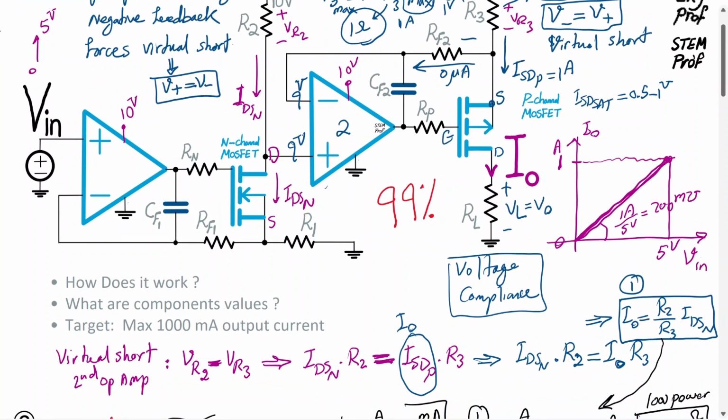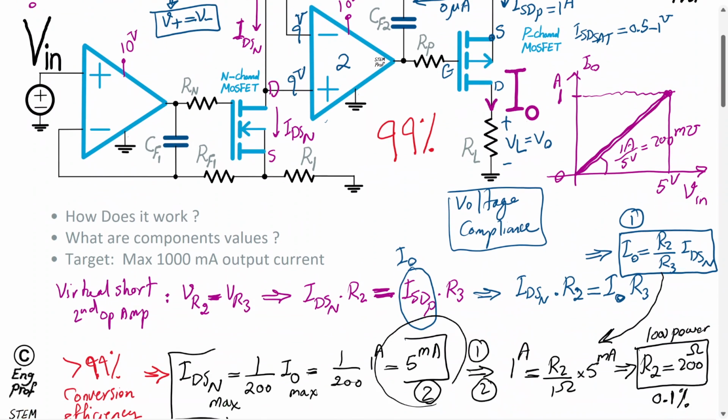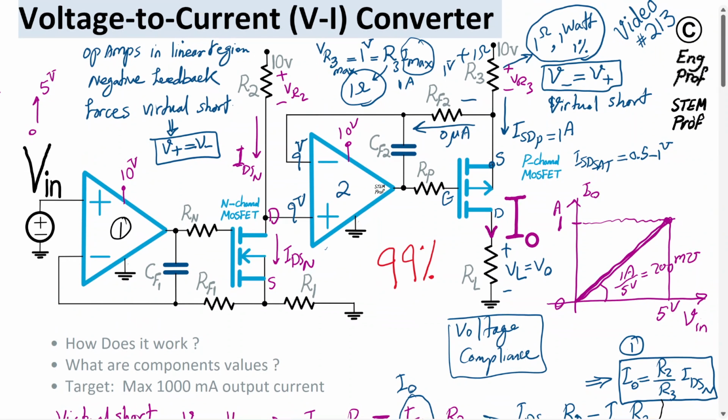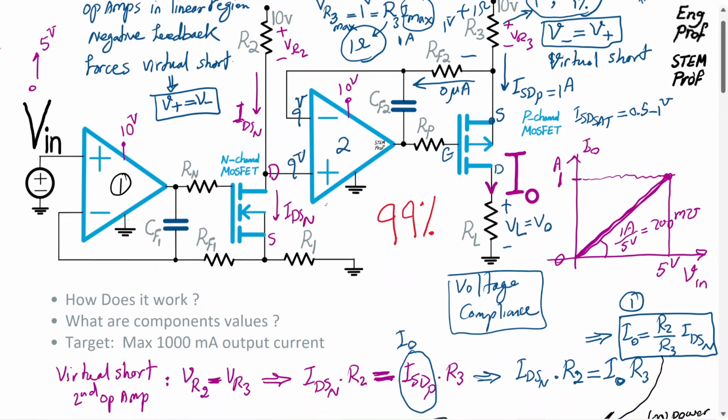Well, now that we know IDS N max, which we just found to be 5 milliamp, remember that we want the maximum current of 1 amp, or basically we want the IDS of 5 milliamp to happen when the input is 5 volt. So let's go to the input. If the input is 5 volt, and op-amp 1 is properly biased, virtual short is going to be there as well. So the positive and negative terminals of the op-amp have the same voltage.